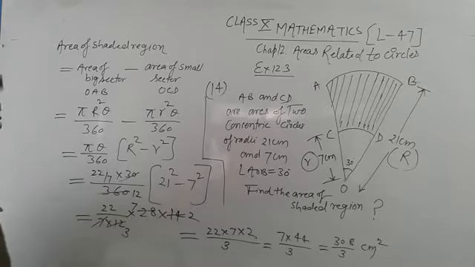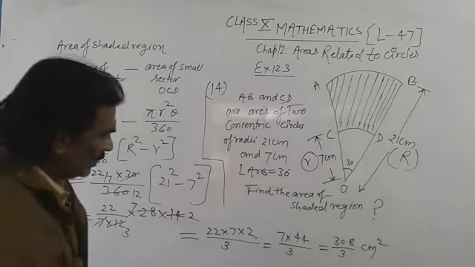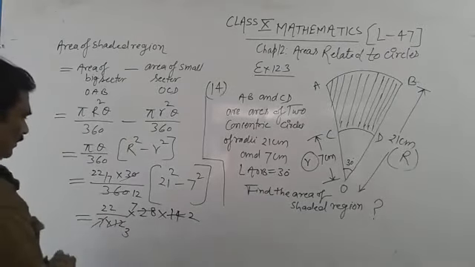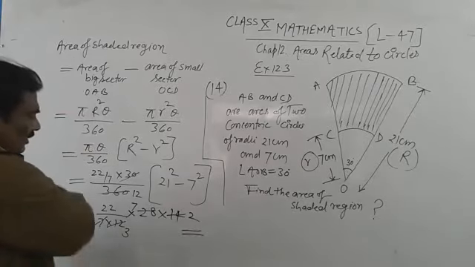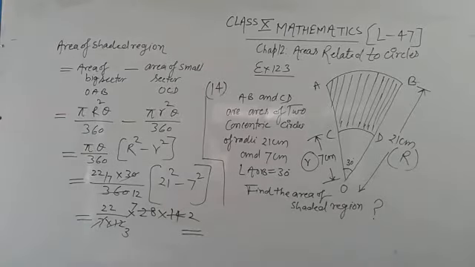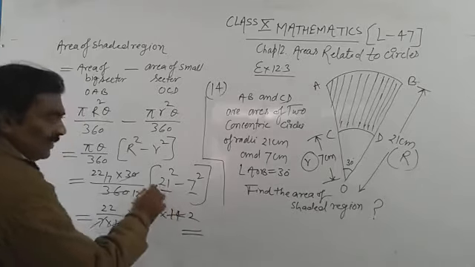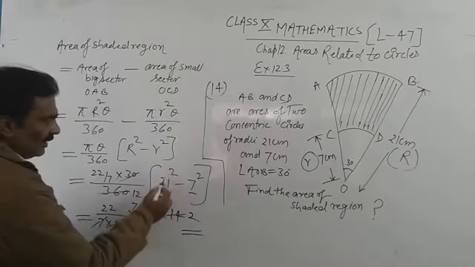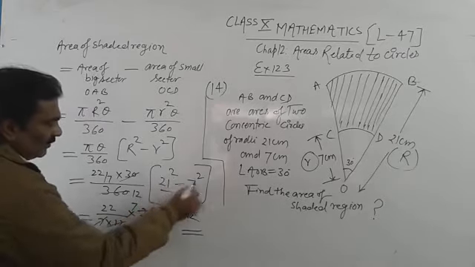Students, here there is a correction. 21 square minus 7 square. In this case we apply the formula a square minus b square, which is a plus b into a minus b. So 21 plus 7 is 28, and 21 minus 7 is 14.